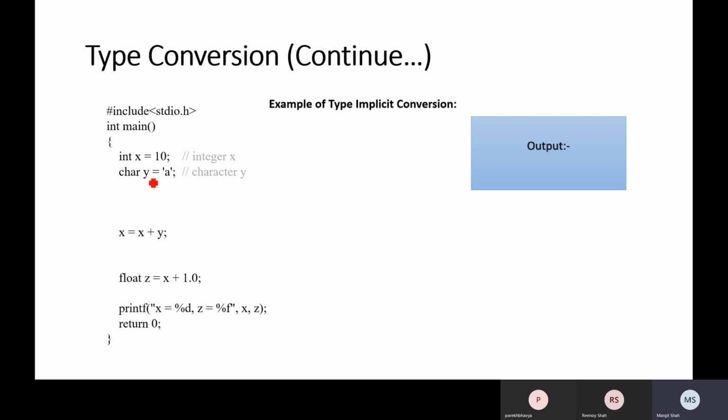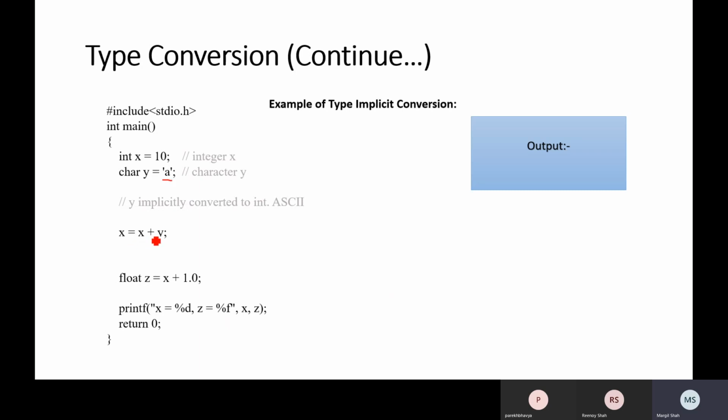Integer x is equal to 10, character y equal to 'a'. So how will this work? y is implicitly converted to integer, right? Because what we have written as syntax is y is equal to single quotation 'a'. See, this is a constant, not a variable. We have written it in single quotation, so this is basically a value. So what is the value of y? It would be 'a'.